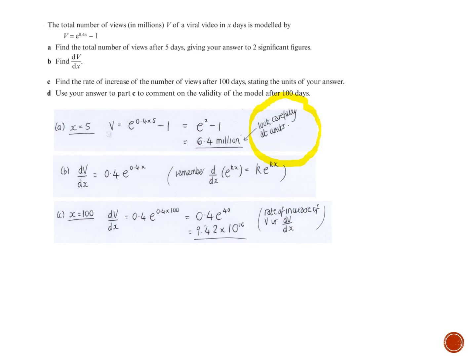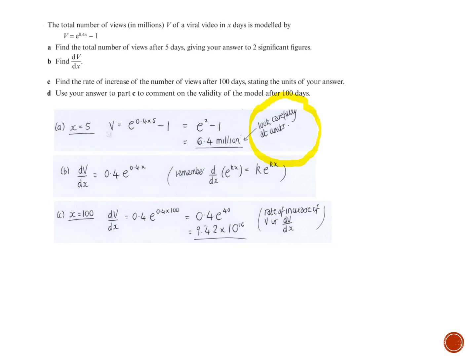Put it in your calculator. You get 9.42 times 10 to the 6. Now this is rate of increase, so that would be that number of million views per day. I'm just going to write it down like that. Oh, it says state the units of your answer. So I should have put that on there. Let's just add that on now.